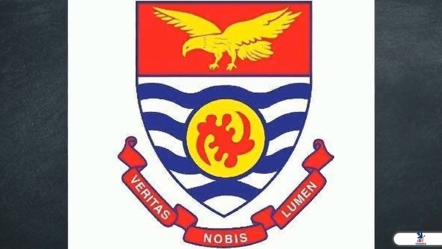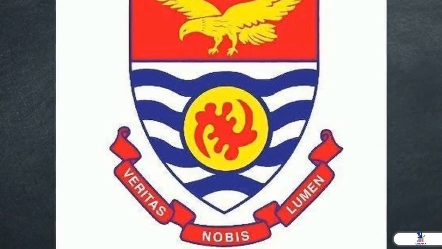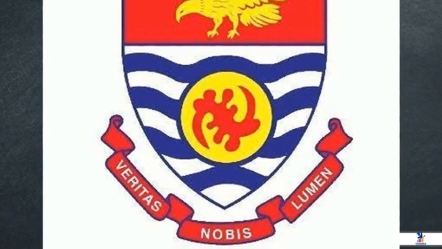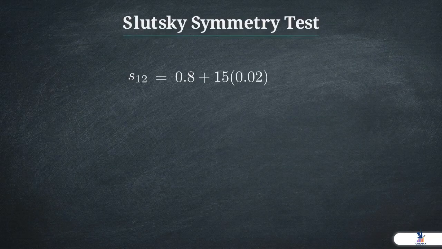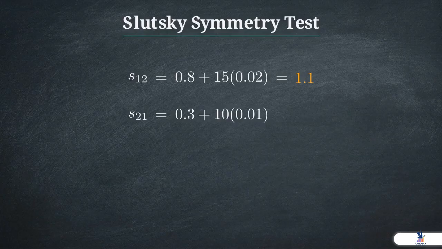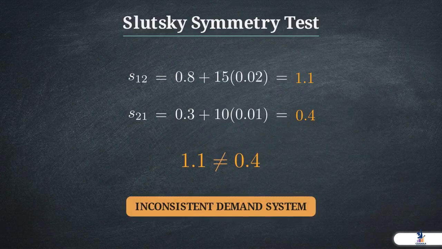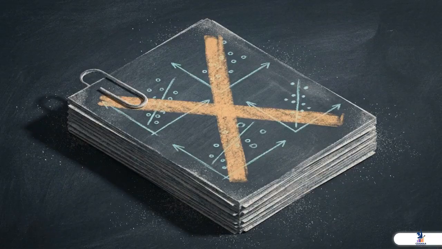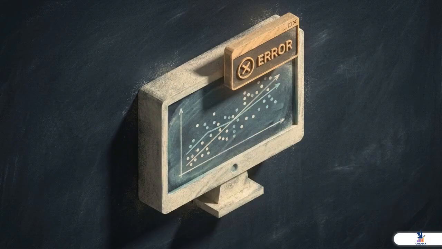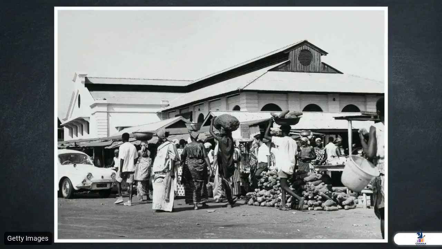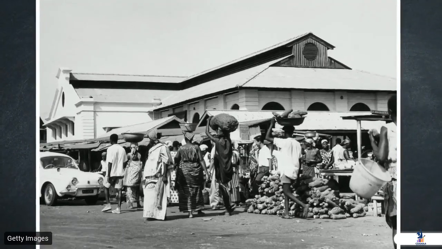Let's test a researcher's estimated demand system for 2 goods. We are given the price and income responses for both X1 and X2. We first solve for the substitution effect, S12, using the full Slutsky equation, getting 1.1. Then we solve for S21. Using the same method, the result is 0.4. 1.1 does not equal 0.4. Because symmetry is violated, we know this estimated model is misspecified. There is no rational utility function that could produce these specific responses.